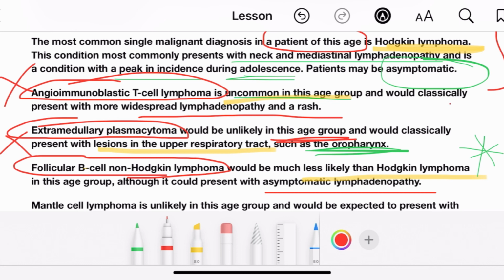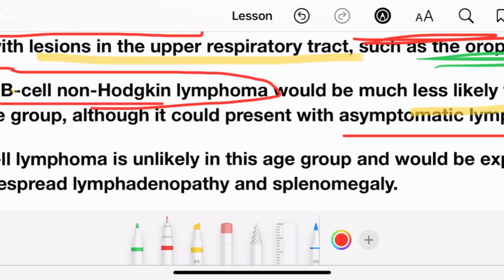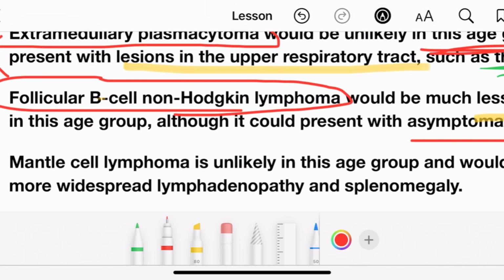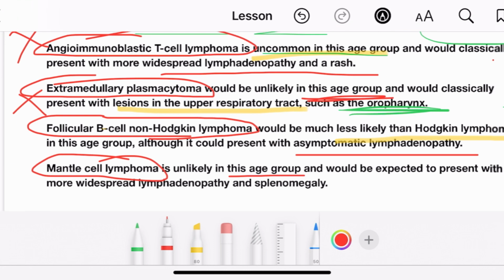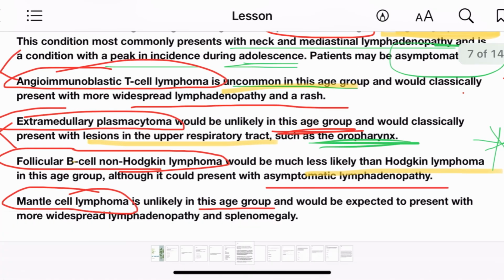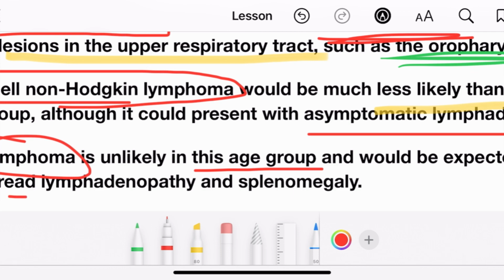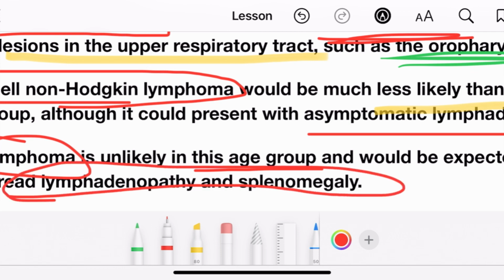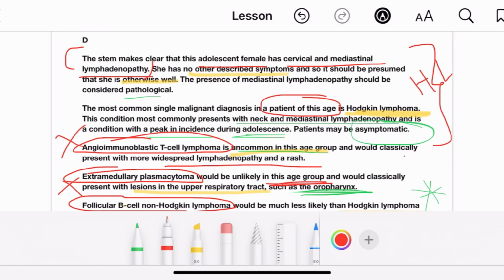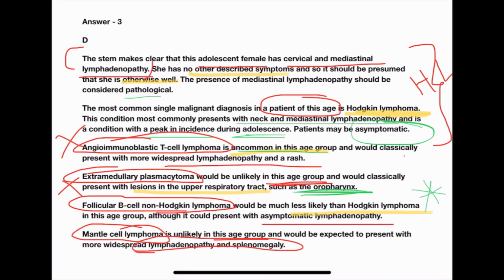And the final option, mantle cell lymphoma. Mantle cell lymphoma is not the answer because it is not seen in this age group, plus it would present with a more widespread lymphadenopathy, and there can be a chance of lymphadenopathy with splenomegaly. So with all these conditions we rule out all the other options, and we have the answer as Hodgkin lymphoma.